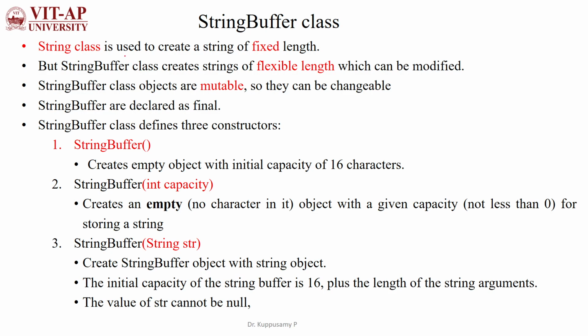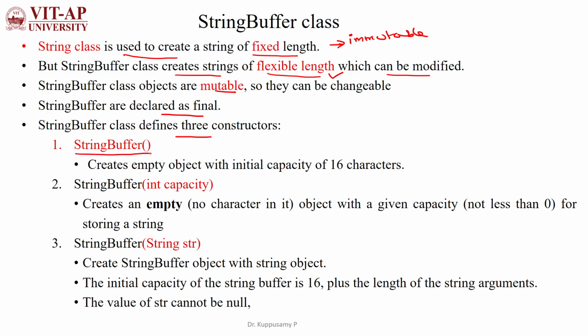The String class is used to create a string with a fixed length, but the StringBuffer class creates a string with a flexible length, so it can be modified. String is immutable, right? And the StringBuffer class is mutable, okay, because we can get a variable length. The StringBuffer class is declared as final, and it is defined with three types of constructors.